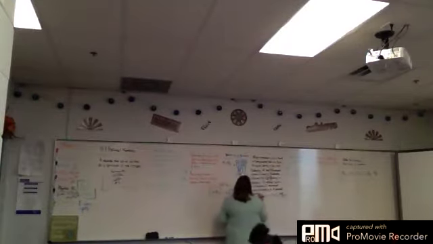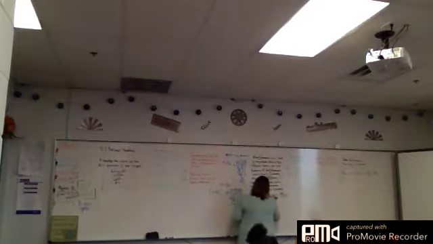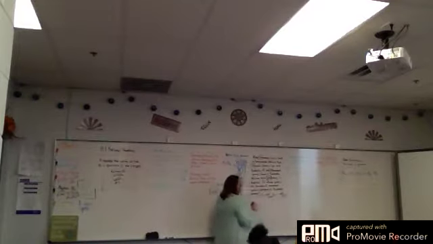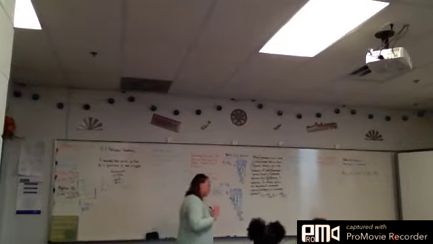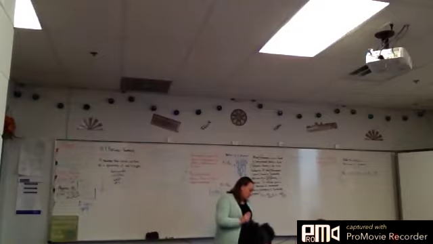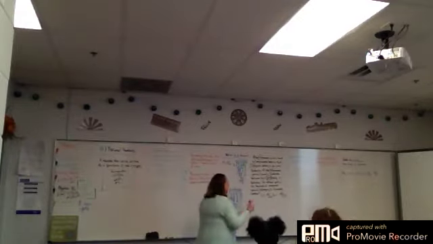What about the Canyonlands? Canyonlands is 20 over 50. Now, what do we have to do with those fractions? Either get them to an equal denominator or change them to decimals. Let's change them to decimals.